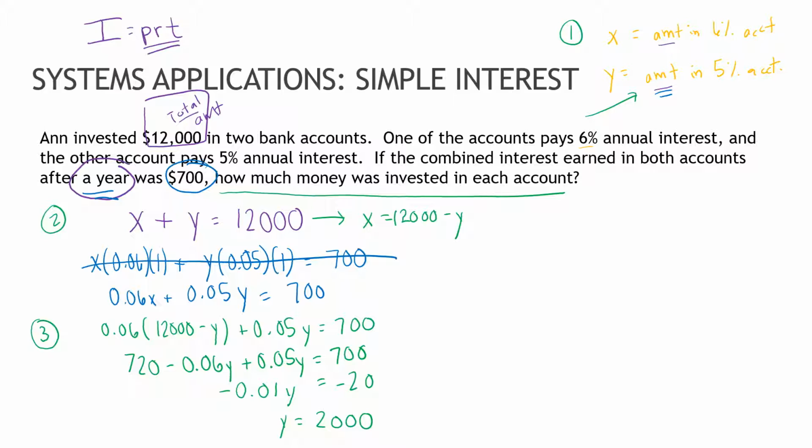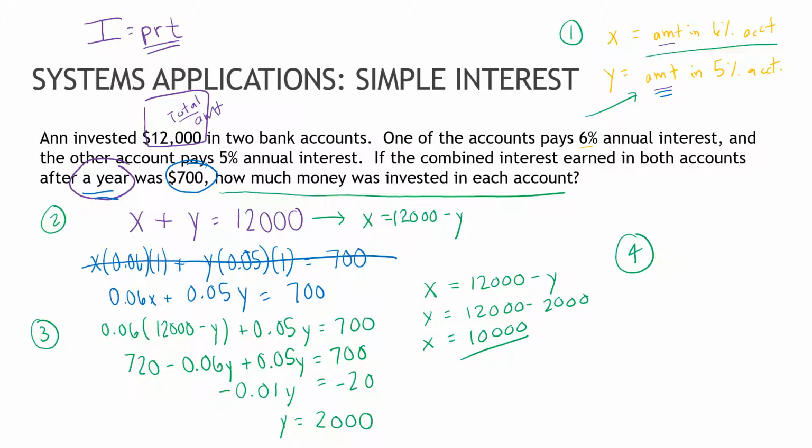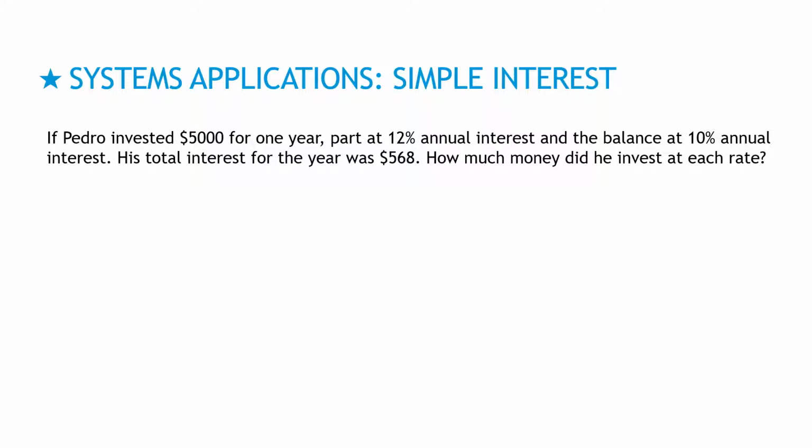To find the amount in the other account, I'm going to go back to X equals 12,000 minus Y. So of course I'm going to take 12,000 minus 2,000 to get 10,000. Step 4, write that ever important sentence that says, I invested 10,000 in the 6% account and 2,000 in the 5% account. Here's a similar question for you to try. So press pause, try all 4 parts, and then press play to see how you did.